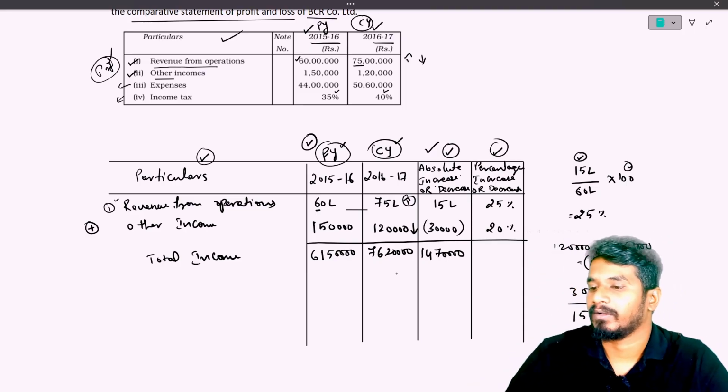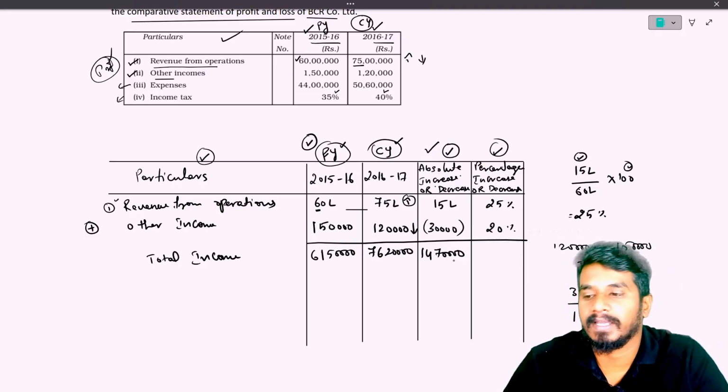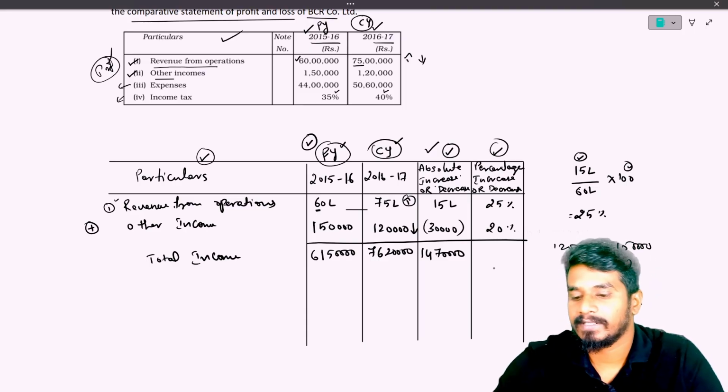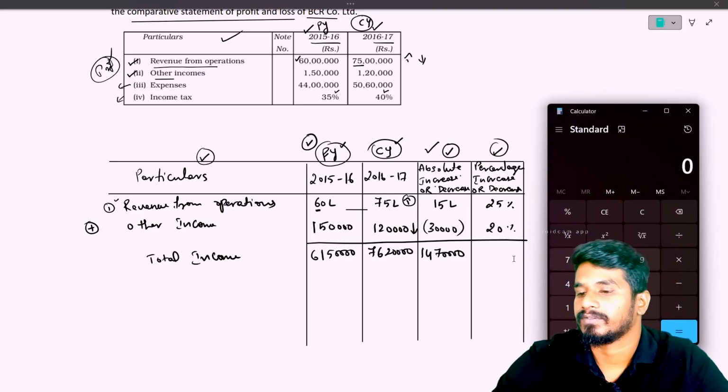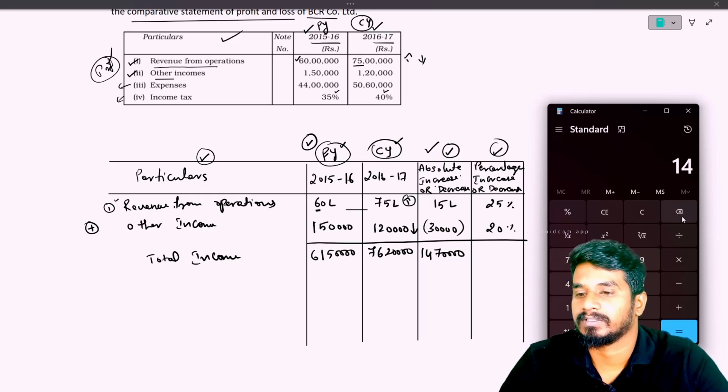How will we find it out? The same thing. Whatever the change is, 14 lakh 70,000, divided by the previous year amount, 61 lakh 50,000. So let us do that. We'll get the answer. So 14 lakh 70,000, right?